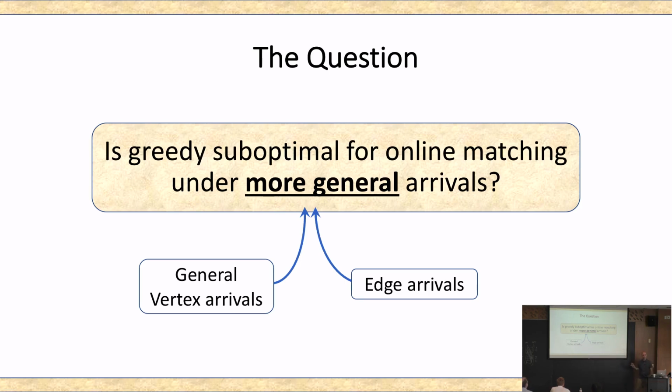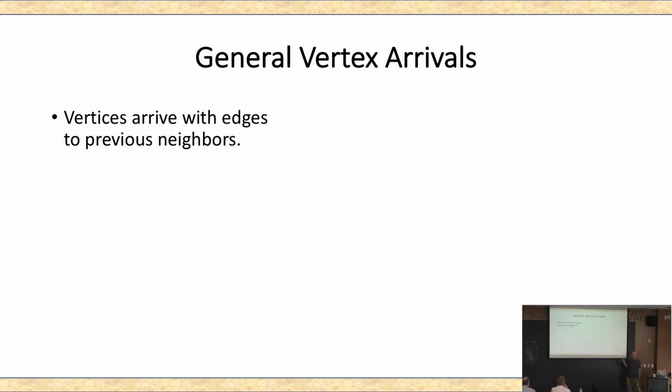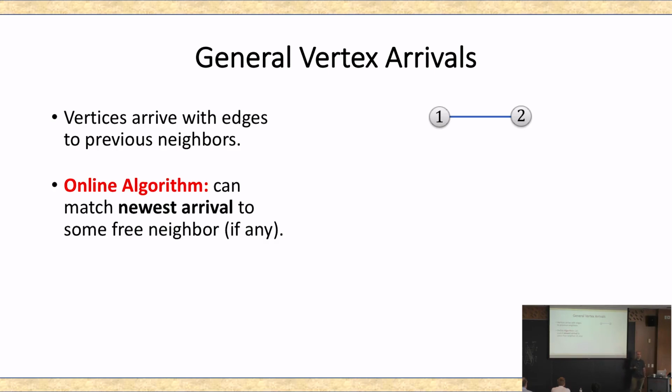Okay, so just to make sure we're all on the same page about these two models we'll talk about for the rest of the talk. What do I mean by general vertex arrivals? We have some unknown graph, and vertices show up one after another, and when a vertex shows up, it reveals all of its edges to its previously arrived neighbors. So first node shows up, of course, no edges, no one showed up before. Second node shows up, maybe it has an edge to the first node, and now an online algorithm has to make a choice. Do I match along one of these edges to a previously arrived neighbor, or do I forego this edge forever? Okay, so maybe our algorithm here will decide to match.